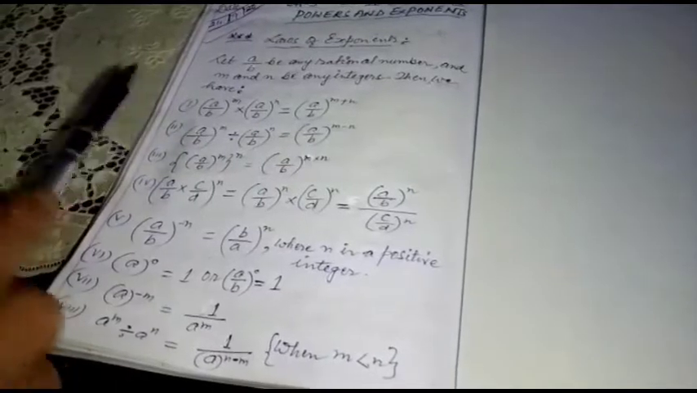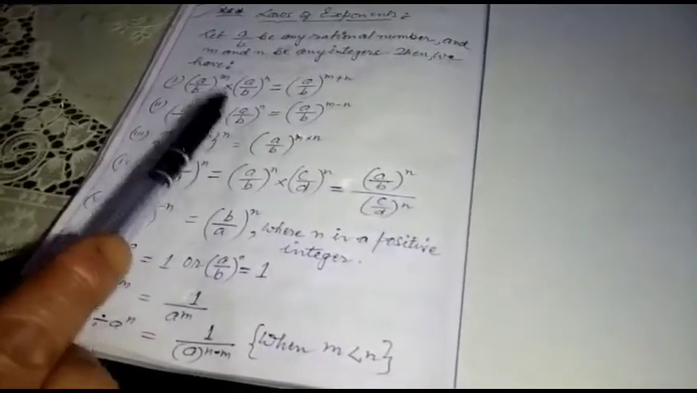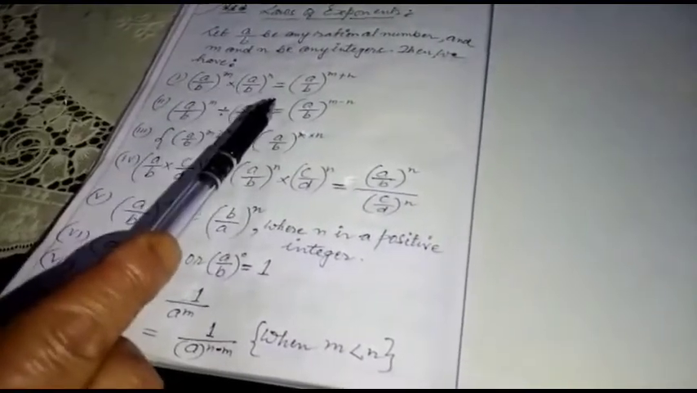Okay, formula number 1. When (a/b) to the power m is multiplied by (a/b) to the power n, it will be equal to (a/b) to the power m plus n. This means the powers get added when we have a common base with uncommon powers. Second formula: (a/b) to the power m divided by (a/b) to the power n equals (a/b) being the common base, to the power m minus n, because there is a division sign between the common base.